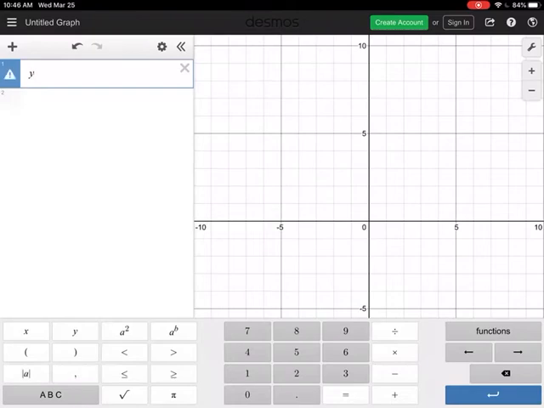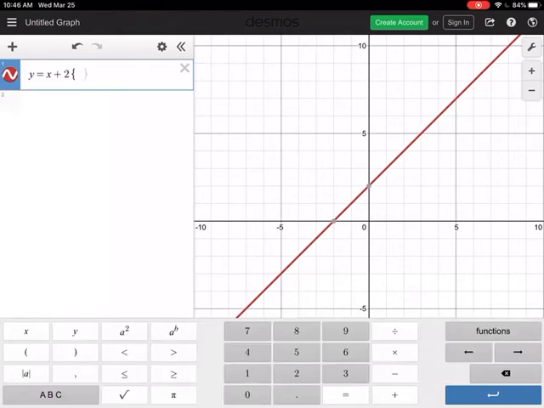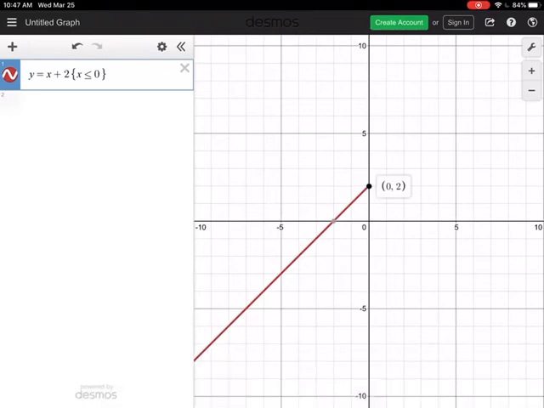So to do piecewise functions in Desmos, this is y equals x plus 2. You have to put your restrictions in these fancy little braces. So you go to your table and you hit this button here. And it says that x is less than or equal to 0. So notice how there's your point. So that's the piece of the graph there.